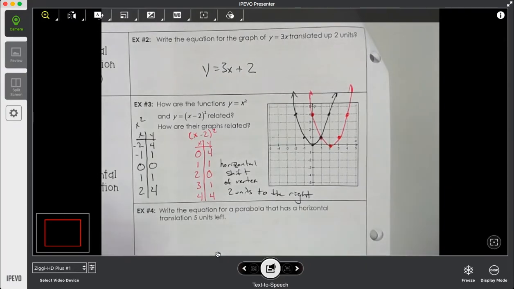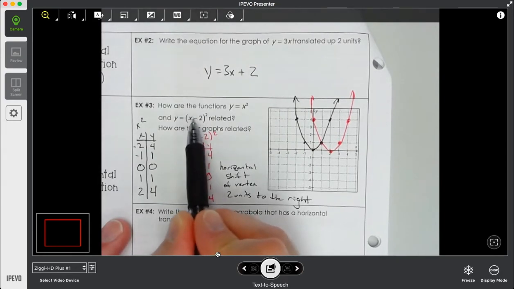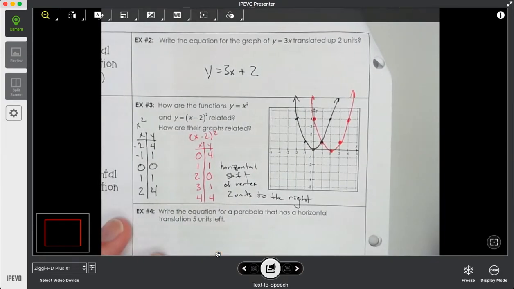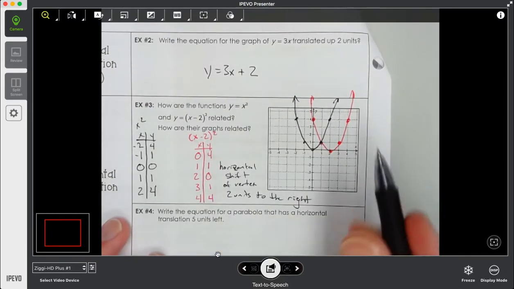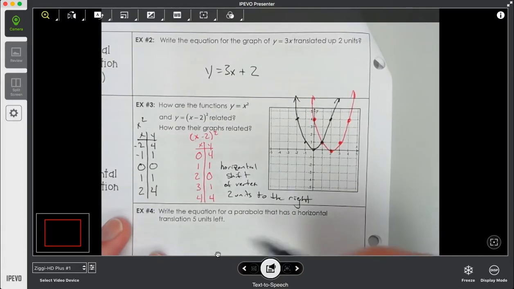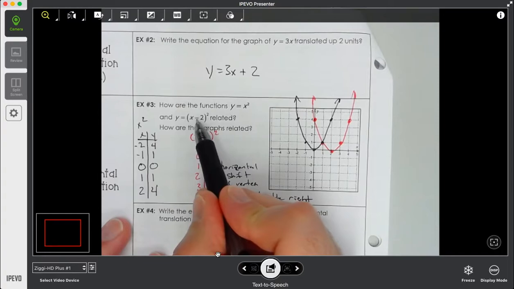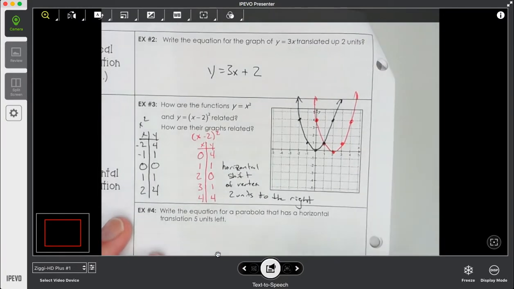All right, and so one of the things you're going to notice is when we're changing something inside of parentheses in a function with x, that's typically a horizontal shift left or right. And the general form for that is x minus h, which you saw on the first page. And so if I have a minus here, that means I'm shifting right. If I have a plus there, I'm actually going to shift left.